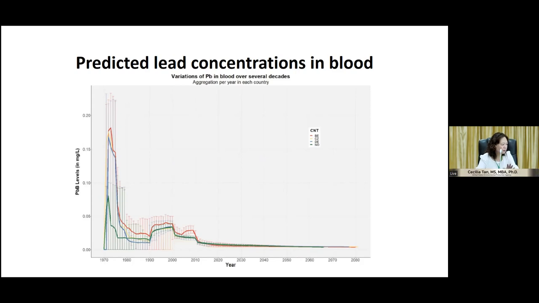Let me see. In this simulation, what they found is that Belgium has the highest, and the lowest is probably Germany and Norway. But if you notice, after 1990 or even 2000, it gets pretty low, and it's pretty similar in different countries.